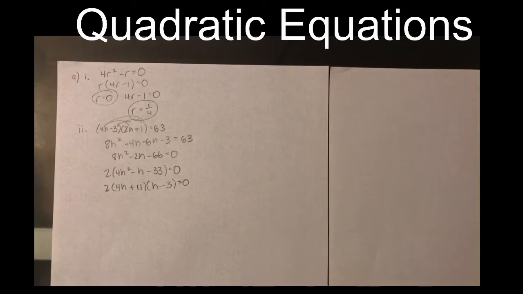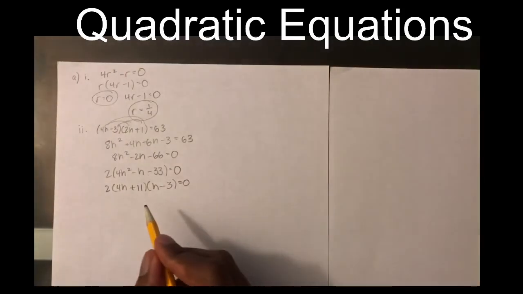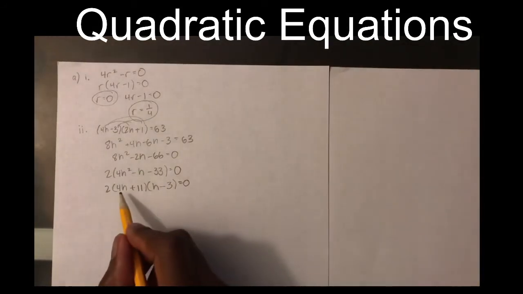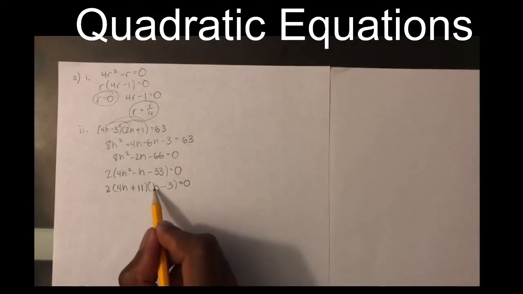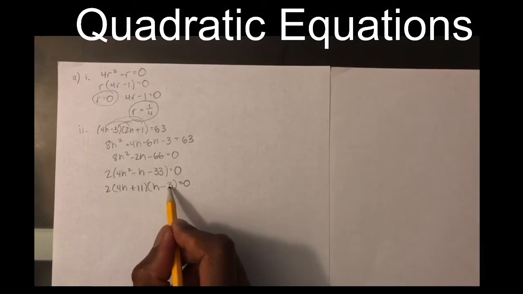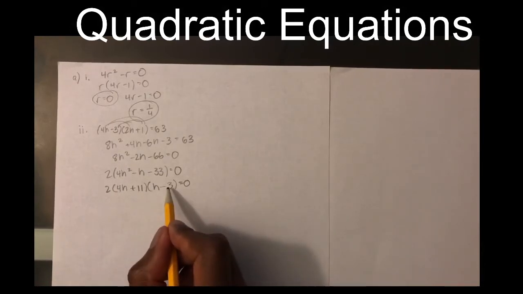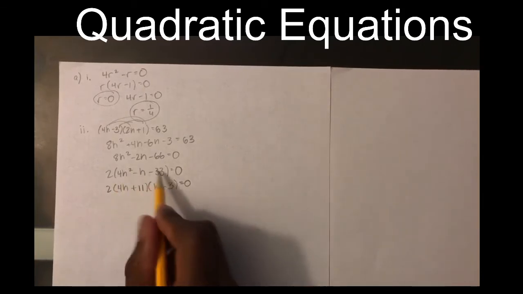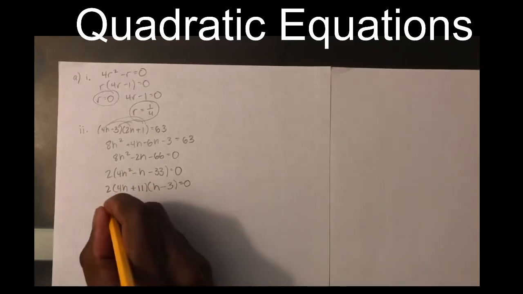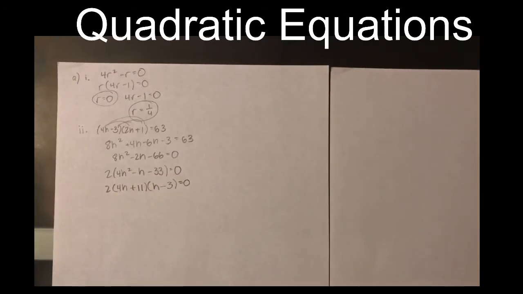And if you're ever unsure about your factoring, guess what? Just FOIL that out and check it real quick, and you should be good. If I were to FOIL this out, 4h squared minus 12h plus 11h minus 33, and then when you combine like terms, it's exactly what you need it to be. Perfect. So now you set your factors equal to 0, and we can finish this problem.